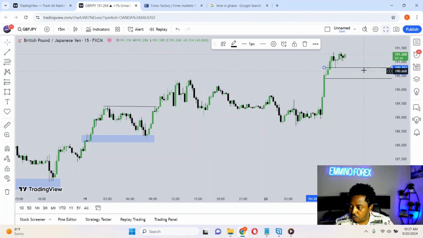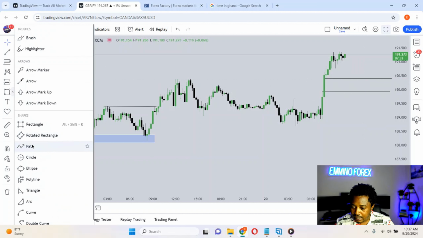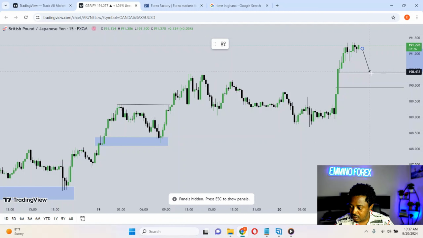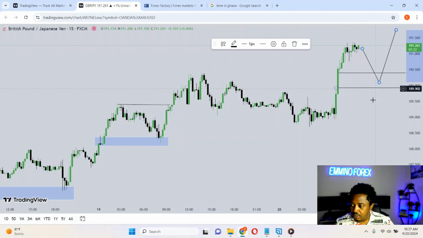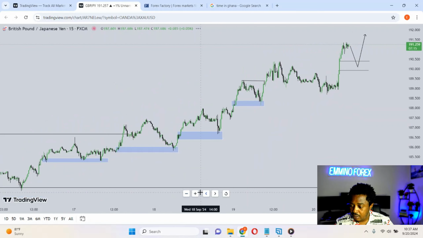So which I'm seeing here, there's an unfilled fair value gap here. So all I need to do is to wait for price to come, tap into this fair value gap, and move on. So I will be expecting something like this. If I should see price coming toward this zone, I will definitely be preparing to buy.